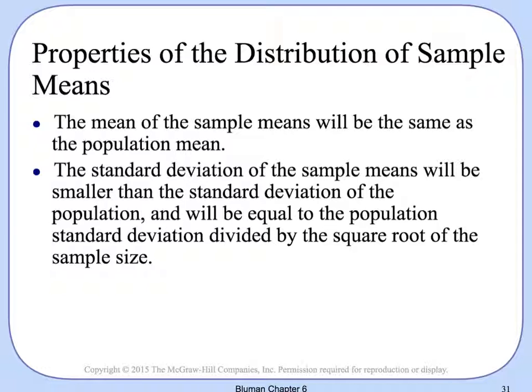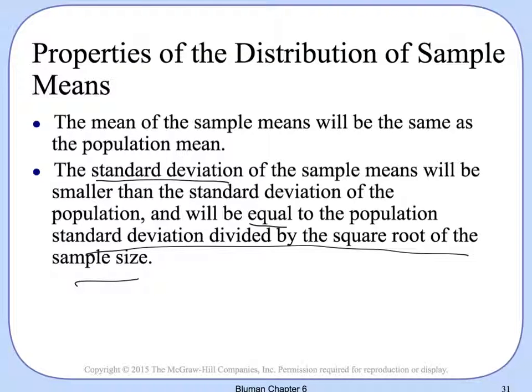Now, this is as we get to really big populations, okay? So the mean of the sample means will be the same as the population mean. Now, here's the crazy part, though. The standard deviation will not be the same. The standard deviation is actually smaller, and it will be equal to the population standard deviation divided by the square root of the sample size.